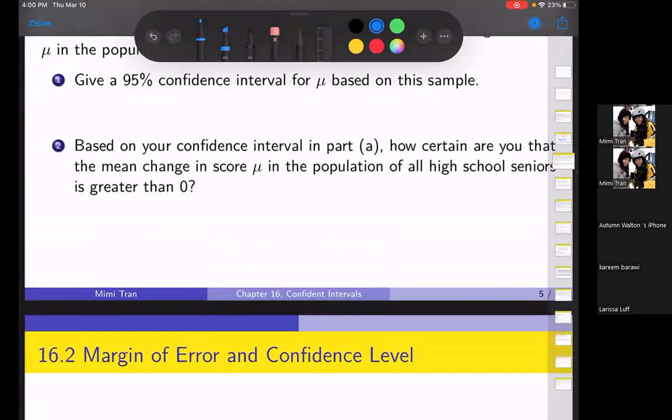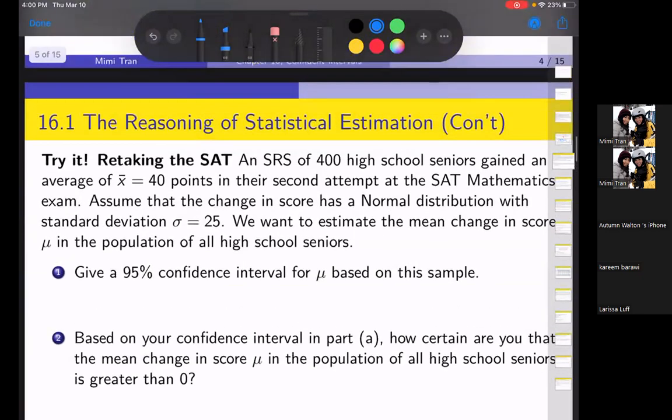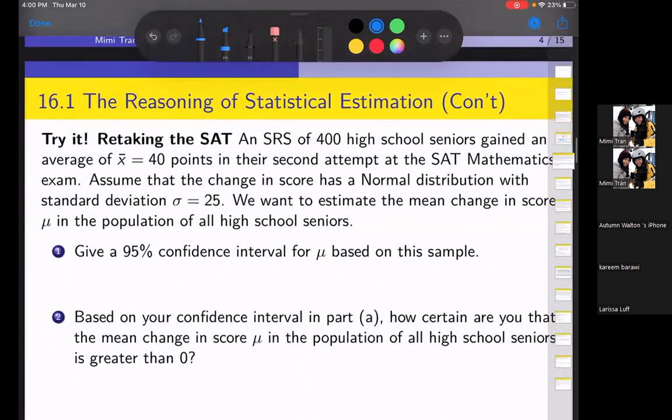All right, so for this problem, the SAT, we take a random sample of 400 high school seniors, and gain an average of X bar is 40 points in the second attempt. So they let you retake it. Assume that the change in score has a normal distribution with a standard deviation sigma equal to 25.